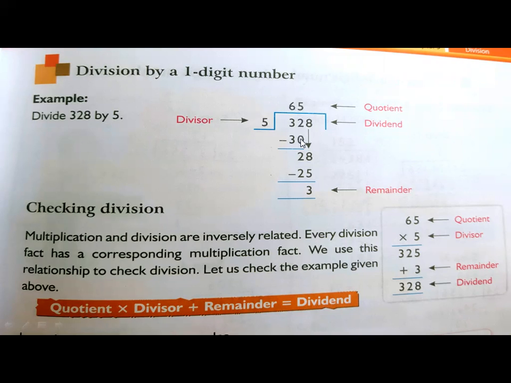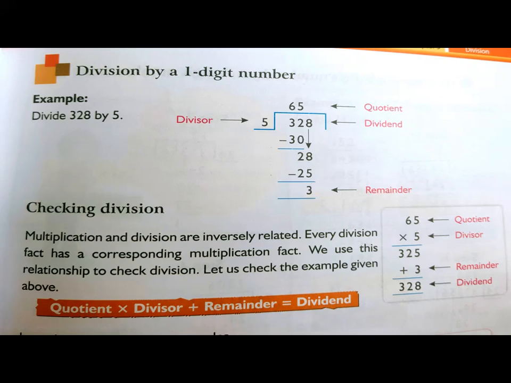5 6s are 30. Then the remainder is 2. Dropping the next number 8, we get 28. Now for 28 by 5 table, 5 5s are 25. By subtracting, we get the remainder as 3. So you have to stop. In this, 5 is the divisor, 65 is the quotient, 328 is the dividend, and 3 is the remainder. So this is how you have to solve a division problem by one digit number.